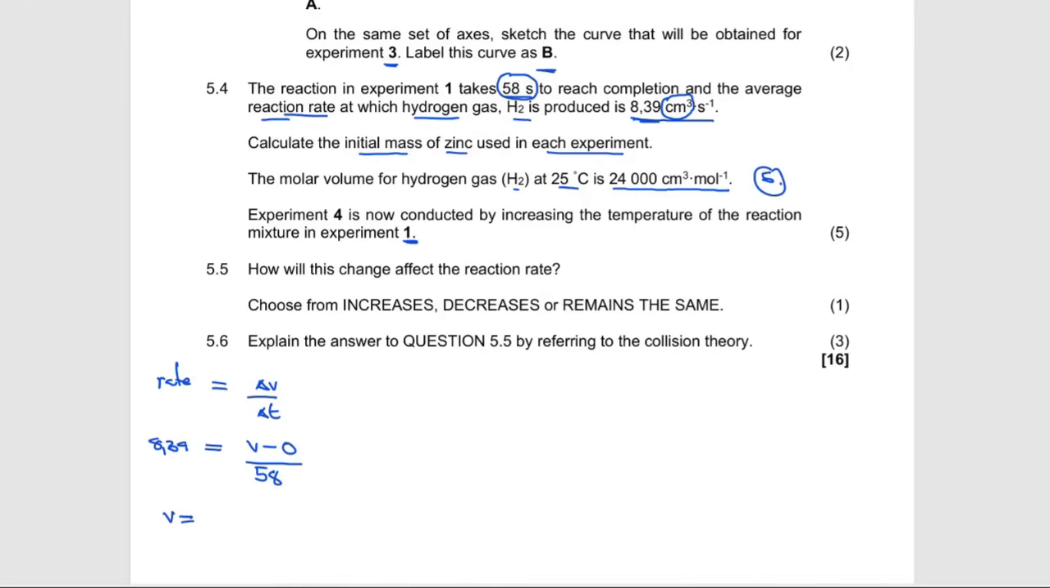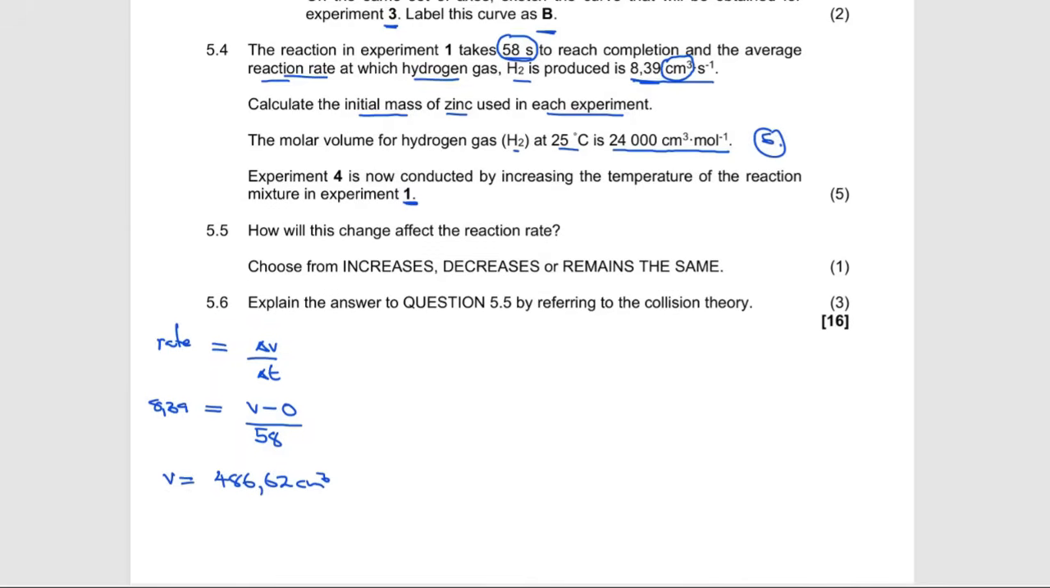So for our V, I'm supposed to cross multiply. If I cross multiply, it's going to be 8.39 multiplied by 58. Our answer that we're going to get is 486.62 cubic centimeters. So this is what we are going to get.